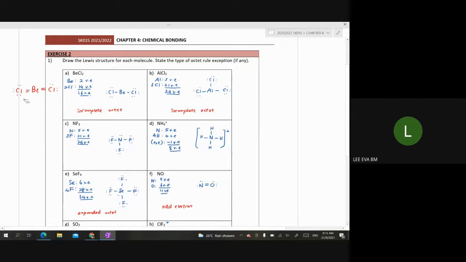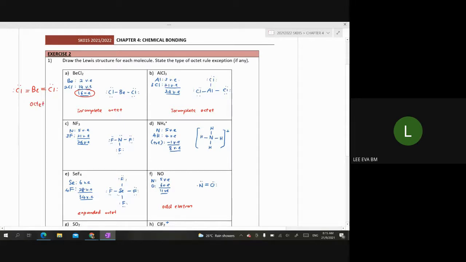In BeCl2, in total you have 16 valence electrons. You can actually do Be with 2 double bonds, no problem, because if you calculate 2, 4, 6, 8, and over here another 8 electrons, the total is still 16. So both Lewis structures are valid, and in this one Be has an octet.